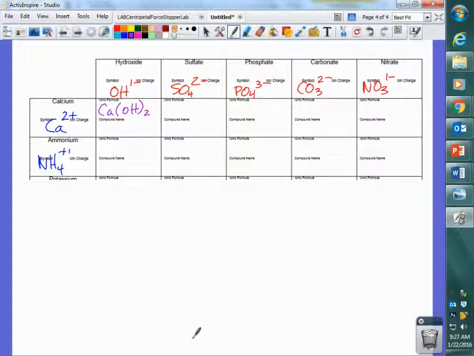As far as the name goes, we just take the name of the cation, which is what? Calcium. We take the name of the anion, which is hydroxide. So the name of that compound is calcium hydroxide. Don't change the ending of the name of the polyatomic ion. We just keep the name the way it is. Okay?